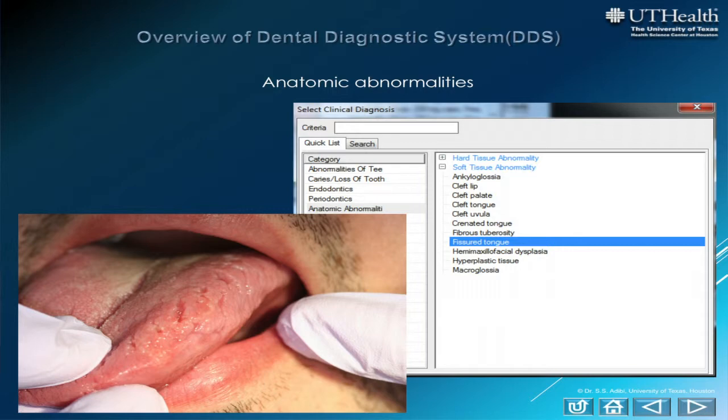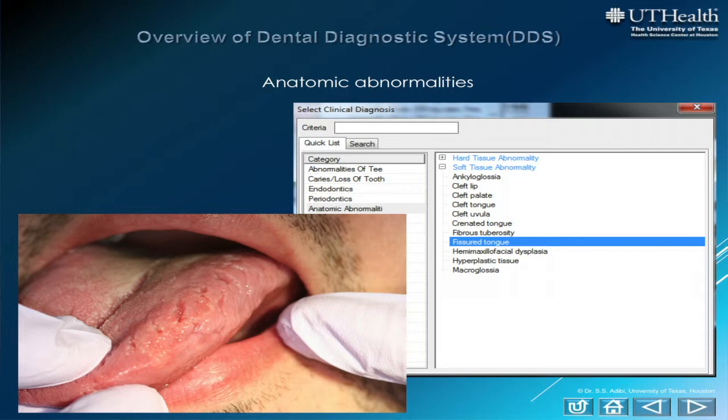However, fissure tongues are associated with other conditions such as geographical tongue, also known as benign migratory glossitis, or syndromes such as Melkersson-Rosenthal syndrome, a rare condition. It not only causes a fissure tongue, but also lip and facial swelling and paralysis in the face known as Bell's palsy that may come and go.